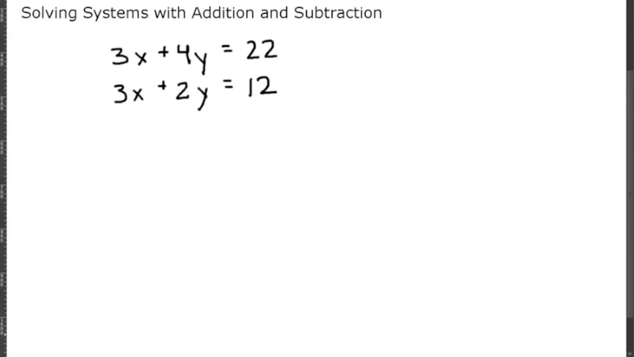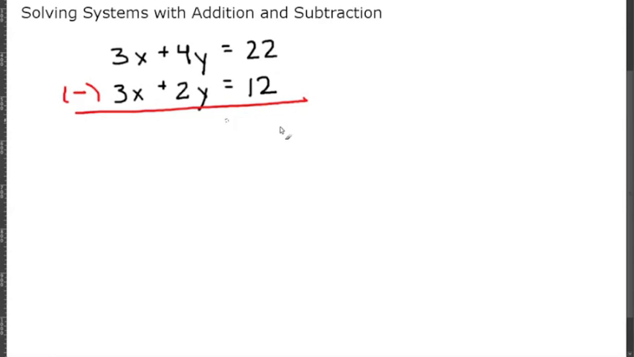If I were to give you the system of equations 3x plus 4y equals 22 and 3x plus 2y equals 12, this one can be solved with subtraction. If we were to subtract these two equations from one another, the 3's are going to cancel out. A positive 3x minus a positive 3x is going to be a 0x. So we're getting rid of this variable x. And that's our goal behind this. Our goal behind solving using elimination is to cancel out or get rid of a variable.